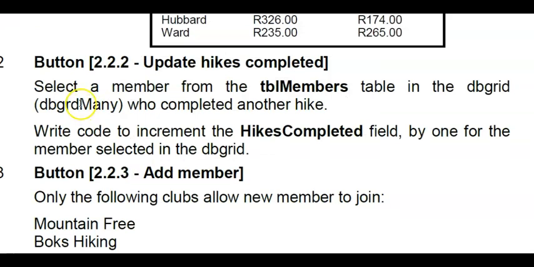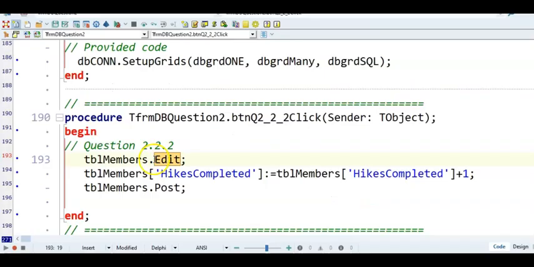The next question is asking us to update the hikes completed. So select a member from TBL members. This is actually not code that you have to write. You can see that this is above the sentence that says write code to. This is just to indicate that you don't need to search for anything, but while the program is running, you're going to click on one of the TBL members, or one of the records in the DB grid, and you are going to add 1 to their number of hikes completed. Press pause and try it yourself.